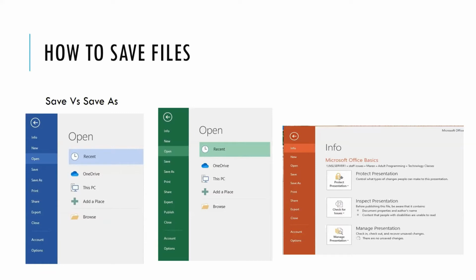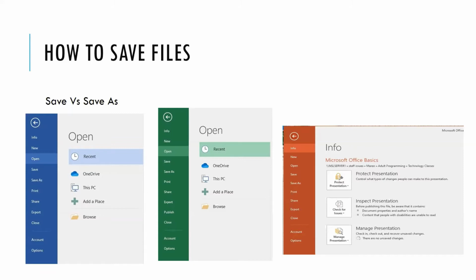Save as is for that situation of maybe you received a questionnaire you filled out, and you want to keep a copy of the questions, but then you want a separate document with your answers in it. And that would be an instance to use save as. You would click save as. When you click save as, you get to rename something.